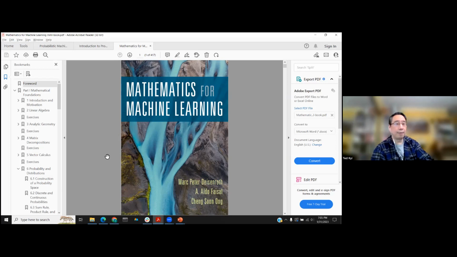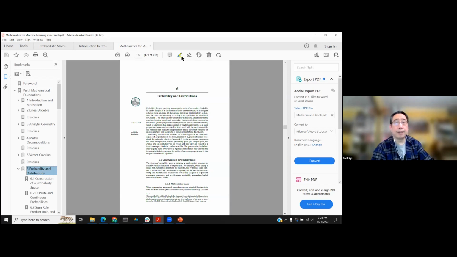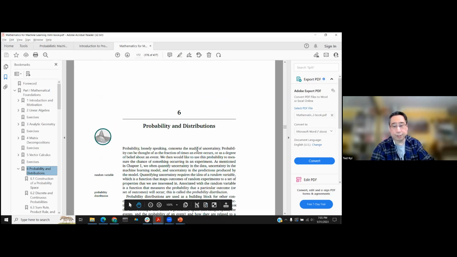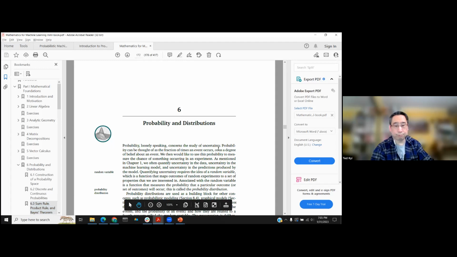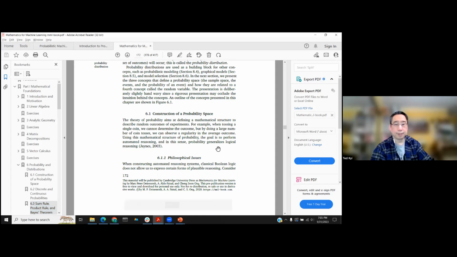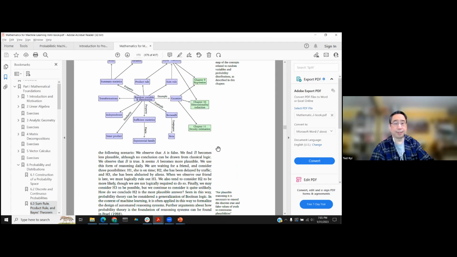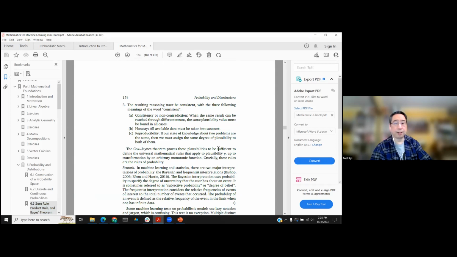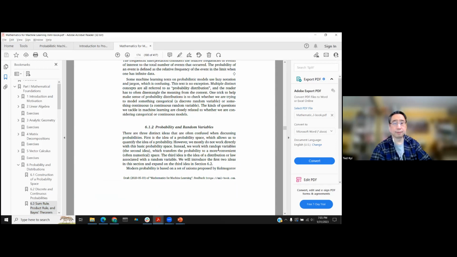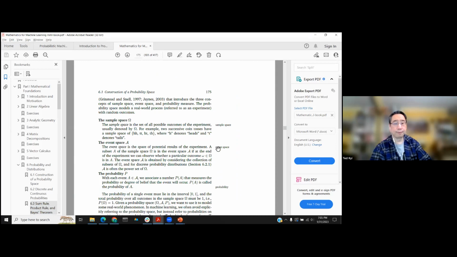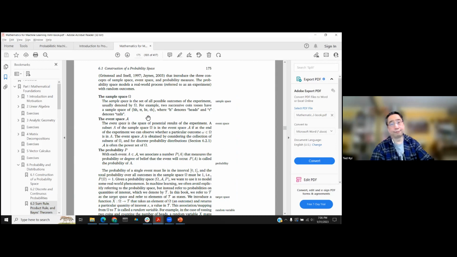I don't know. But if I just go to chapter 6, obviously I need to make this bigger so you guys can see. I just personally am not a fan of the way the authors describe things. Trying to find a decent example. I don't know. This is pretty standard. People talk about sample space, event space, probability.